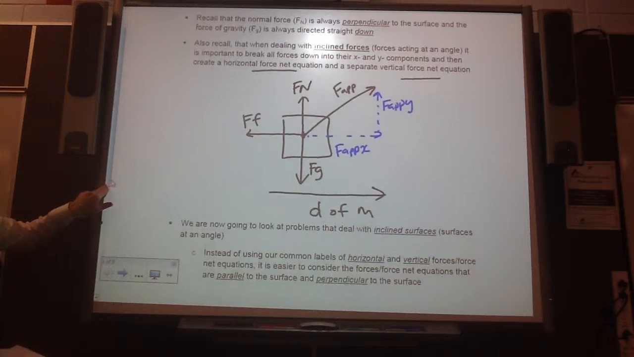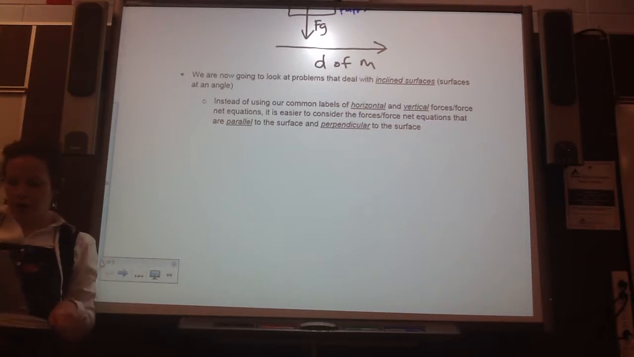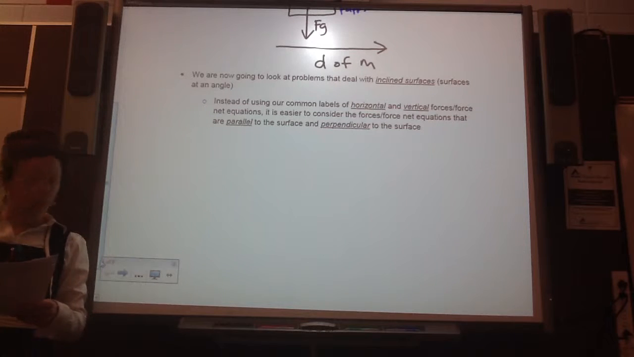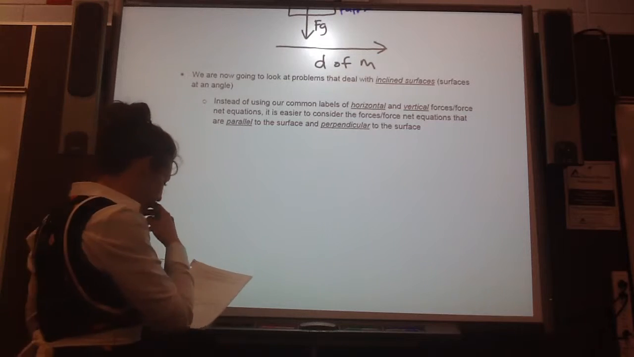Then we started doing inclined planes yesterday, where you had your lab, and you needed to draw your free body diagram on your lab. So we are now going to look at problems that deal with inclined surfaces. So surfaces at an angle, or this is called inclined planes. Instead of using our common labels of horizontal and vertical force net equations, it's easier to consider force net equations that are parallel or perpendicular to the surface. So that's why yesterday we broke down our gravity into perpendicular and parallel.